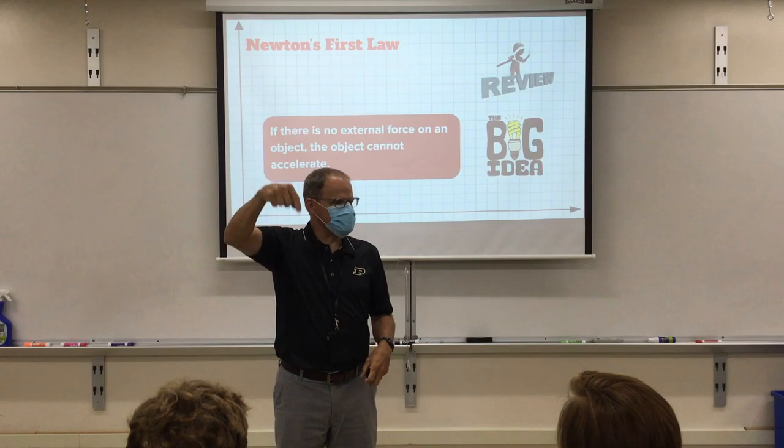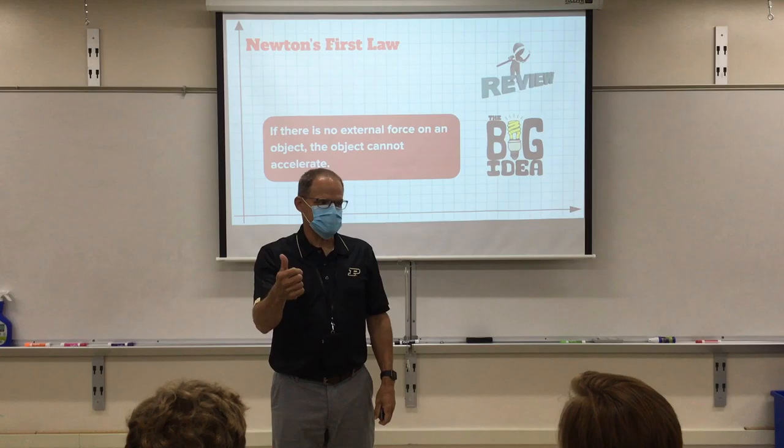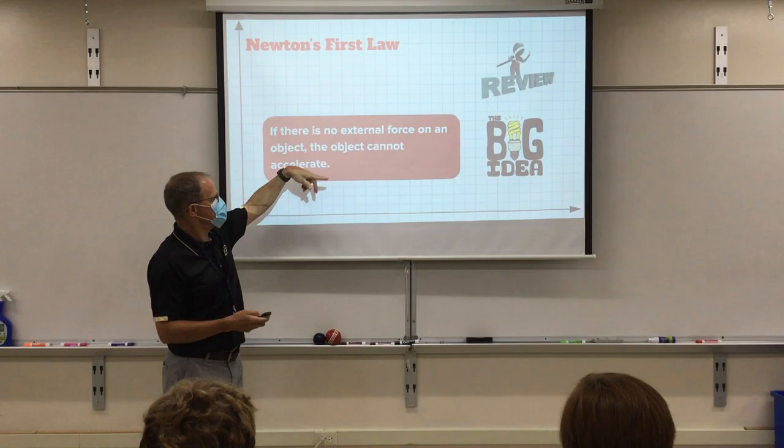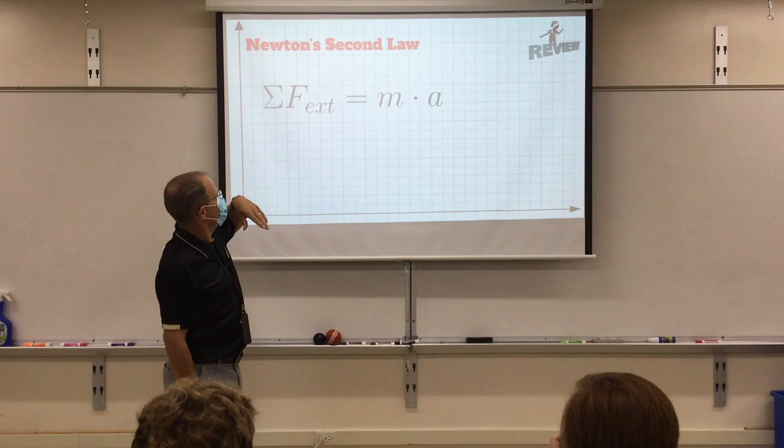But if a skydiver is falling through the air and they've reached their terminal velocity, the net force is also zero. The force down on them due to gravity and the force up on them are equal. The net force is zero. Does that mean they're stopped? No, they're falling at 140 miles an hour. They're just not speeding up or slowing down, right? So first one, if there's no net force, object cannot accelerate.